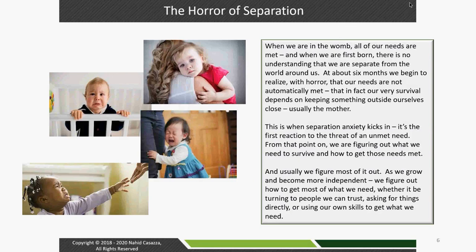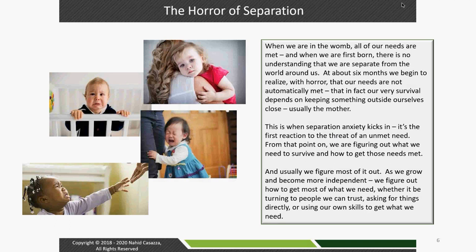All right. Let's go a little bit more into the background of this. If you've had children or witnessed children, you'll notice that babies are usually pretty happy unless they're in pain. When we're in the womb, all of our needs are met. And when we're first born, there's really no understanding that we're separate from the world around us. So we continue to expect our needs to be met. And when we have an unmet need, like let's say we're hungry or we feel uncomfortable, we just scream. It's just a very natural reaction. And then usually the need gets met. And we don't have a lot of awareness about how that happens when we're an infant.